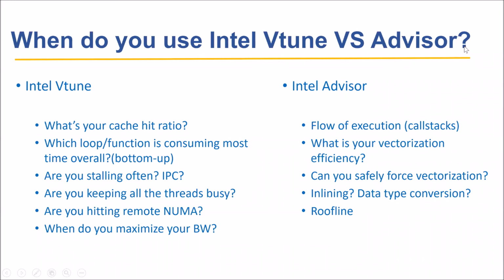There is a common question of when to use Intel VTune or Advisor. You can use Intel VTune when you want to know what your cache hit ratio is, which loop or function is consuming most time overall. Are you stalling often, IPC? Are you keeping all the threads busy? Are you hitting remote NUMA? When do you maximize your bandwidth?